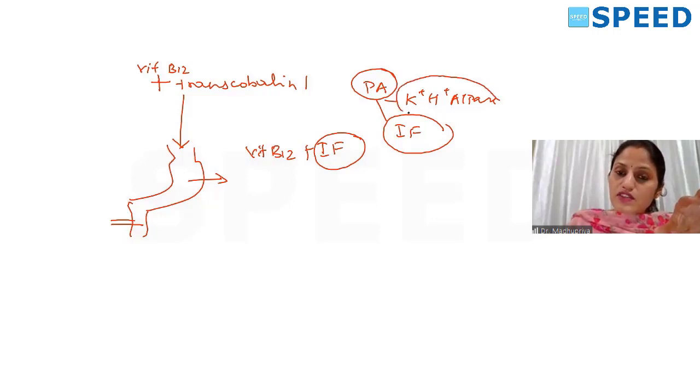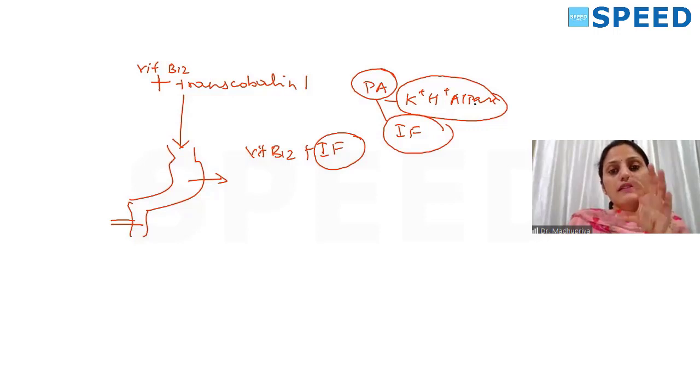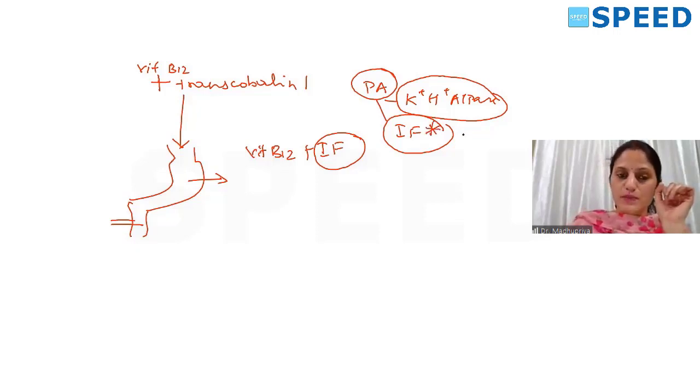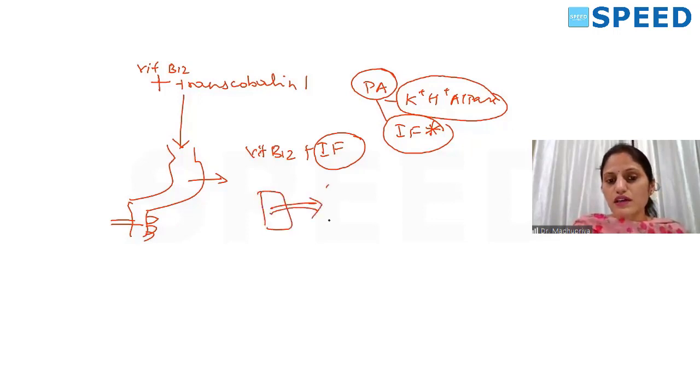But 70% of the patients show antibodies against the potassium hydrogen pump, but they are less specific. If we see antibodies against intrinsic factor, it is very specific for pernicious anemia. Vitamin B12 will combine with intrinsic factor, then it moves down and is absorbed in the proximal duodenum. Inside the cell it is transferred into the portal circulation. In the circulation it is bound to transcobalamin 2.